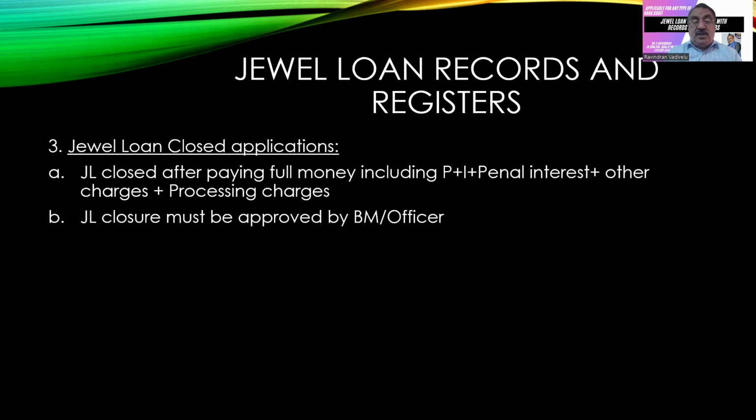And the next one is that the jewel loan closure must be approved by the branch manager and by the officer, and not by anyone else, because they are the ones who have to go inside the vault. After the closure, they have to take out the jewels. Only the officer or the manager has to take the jewels. So the jewel loan closure must be approved by the branch manager or the officer.